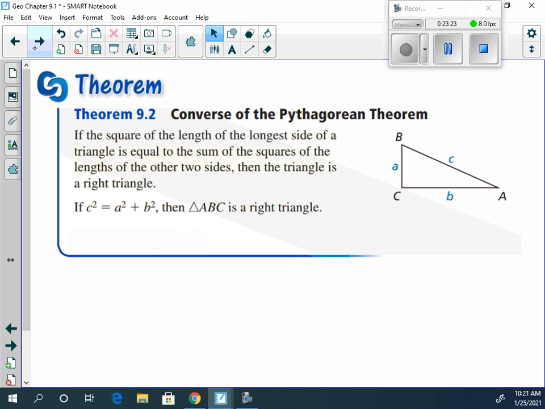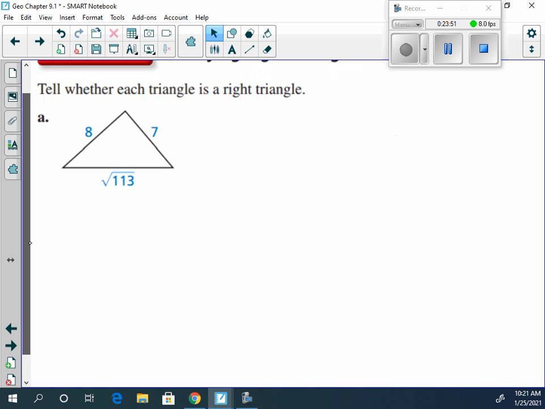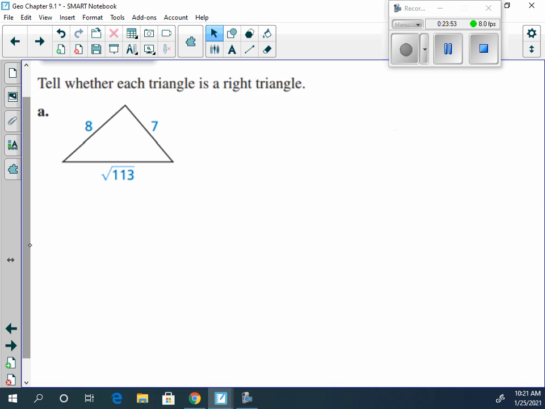Now, the converse of the Pythagorean theorem states if the square of the length of the longest side of a triangle is equal to the sum of the squares of the lengths of the other two sides, then it is a right triangle. Well, the only time we can use the Pythagorean theorem is if it's a right triangle. If a squared plus b squared equals c squared, then it's a right triangle, because this only works if it is a right triangle. So what that means is we can take a triangle like this that has side lengths 8, 7, and the square root of 113, and we can figure out if it is a right triangle.